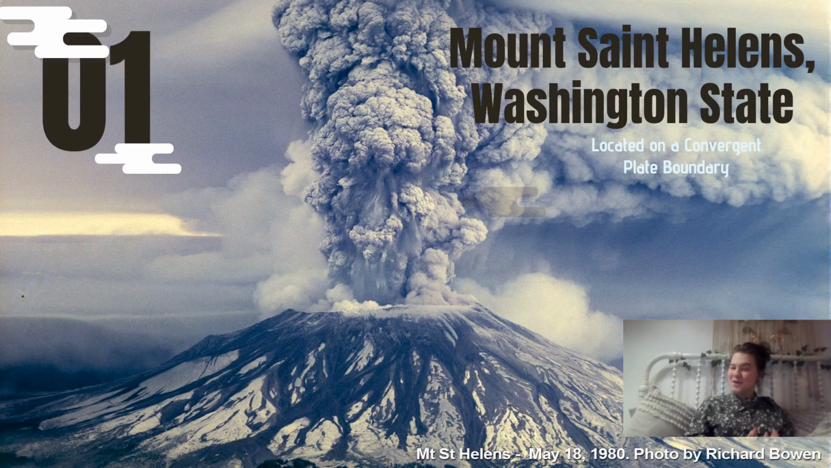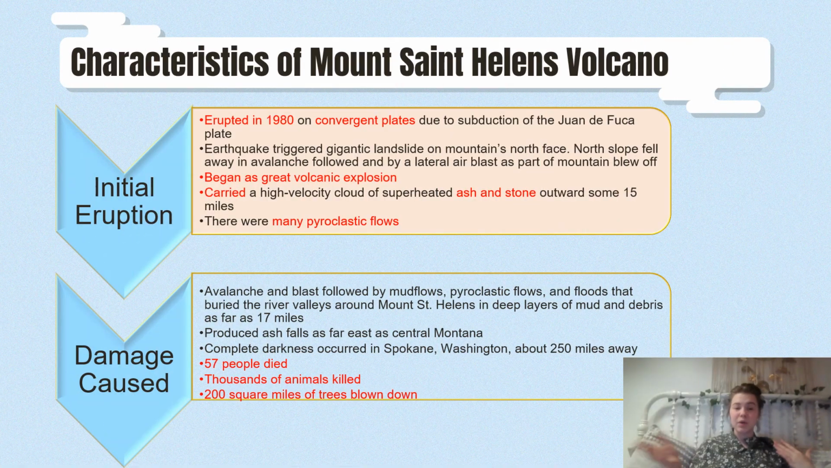So moving on to our first location, or first volcano, Mount St. Helens. This is located in Washington State, and it is a convergent plate boundary. The volcano erupted in 1980. The volcanic eruption was very big, and it carried a lot of ash and stone. There were also many pyroclastic flows. As far as casualties, 57 people died, and there were many animals killed. As far as property damage, about 2,000 square meters of trees were blown down.